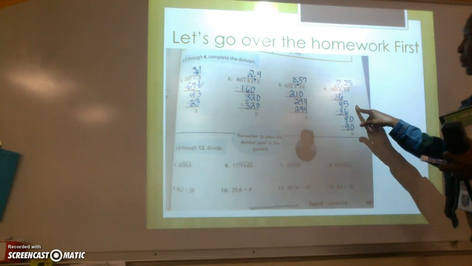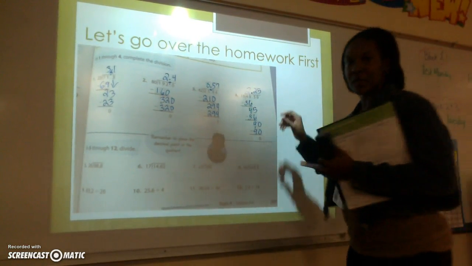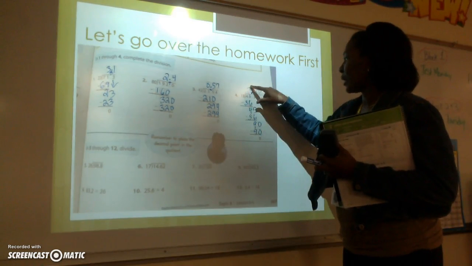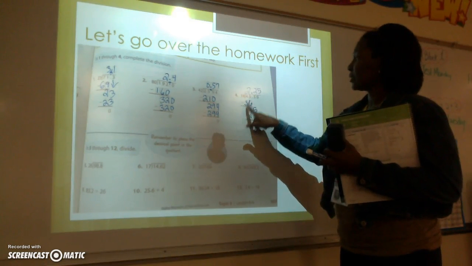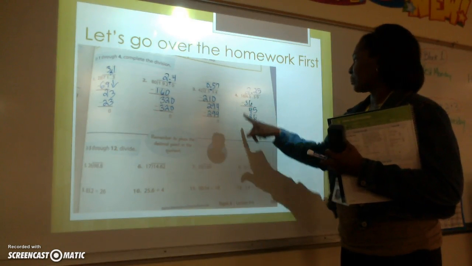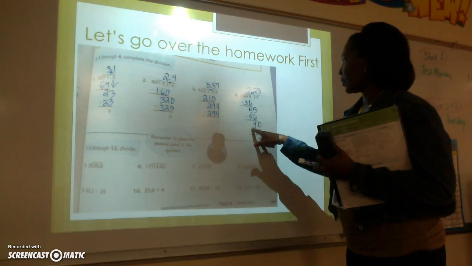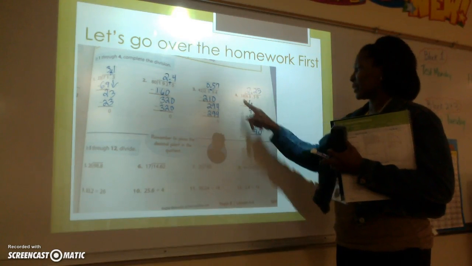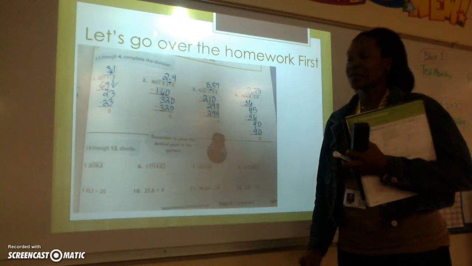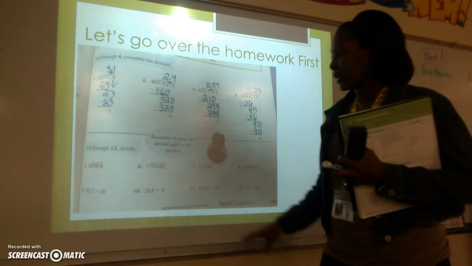When you get to problem number 4, let me see if I can adjust that lighting for you. You're still not going to be able to see that. 18 will go into 40 2 times. 2 times 18 is 36. The difference is 4. Bring down the 5. 18 goes into 45 2 times. 2 times 18 is 36. The difference is 9. Bring down 0. 18 will go into 90 5 times evenly. 5 times 18 is 90. So look back at the steps to see if you made any mistakes on that, and do not make the same mistakes on Monday. So we're going to look at the bottom portions.